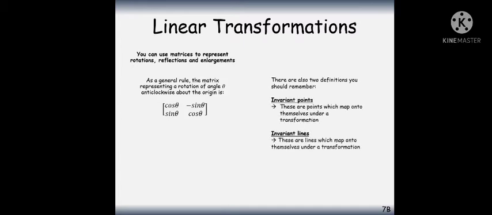So there's two definitions that I recommend everyone learns when I teach this, and it's invariant point and invariant line, and the difference. So an invariant point, these are points which map onto themselves under a transformation, and an invariant line are lines which map onto themselves under a transformation. So that must be a line, invariant point is a point.